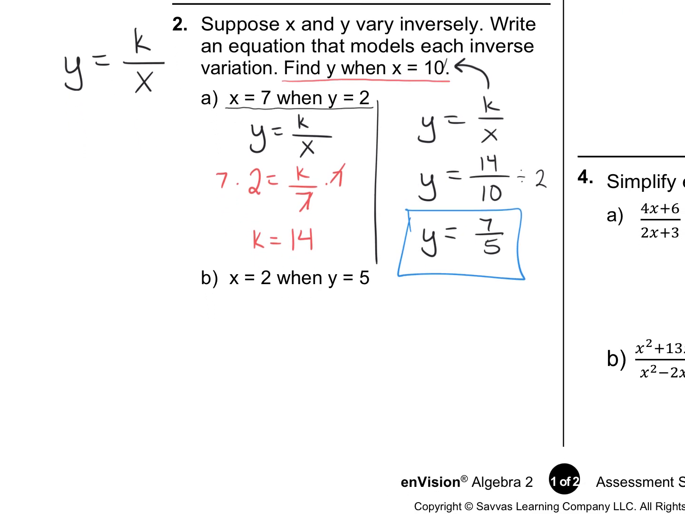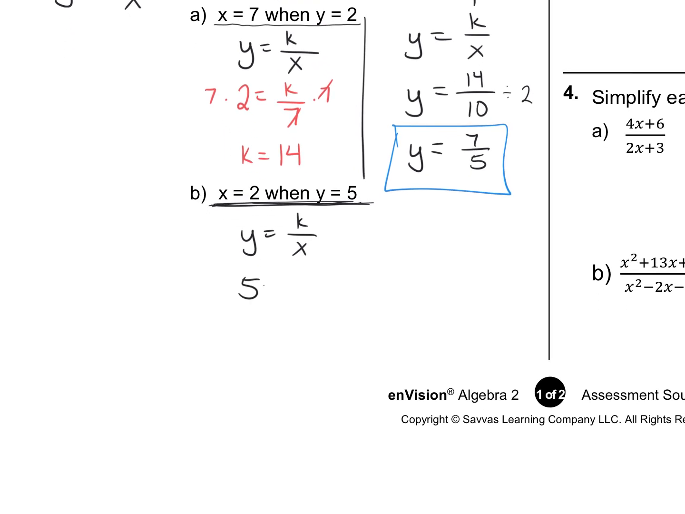So on part B, what information do I start with? Y equals k over x, and I'm using what they give us, x equals 2 when y equals 5. So what's my y value? 5 equals, do I know what k is? No, what's x? 2. How do I solve here? Multiply by 2. So I'm left with k equals 10. Is that my answer? No. Moving on to the next part.